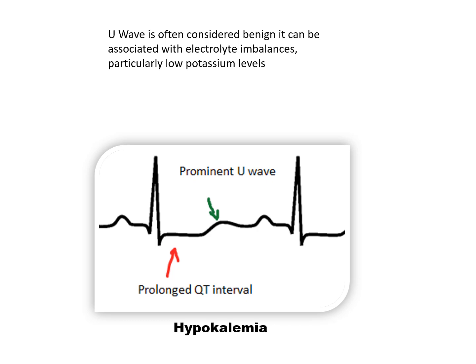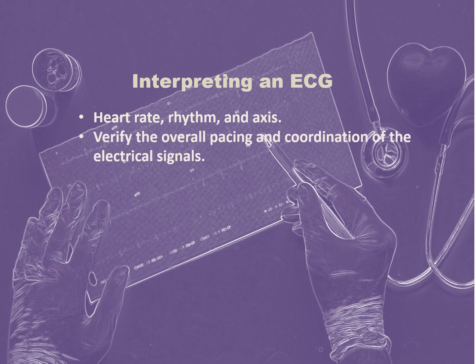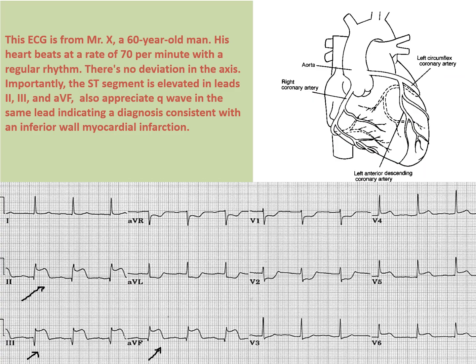The interpretation of an ECG should begin by evaluating the heart rate, rhythm, and axis, verifying the overall pacing and coordination of electrical signals. Subsequently, look at the waveform segments and intervals to identify abnormalities or deviation from the normal pattern, ensuring a comprehensive evaluation of cardiac function. Here is an example of how to interpret an ECG.